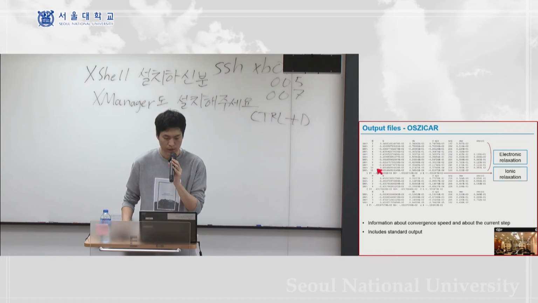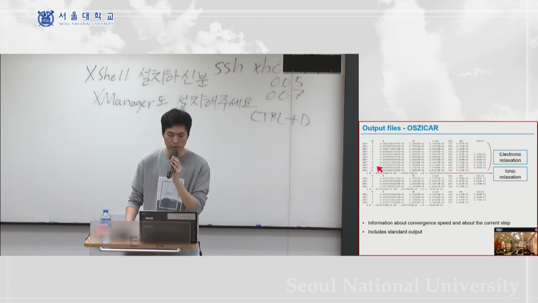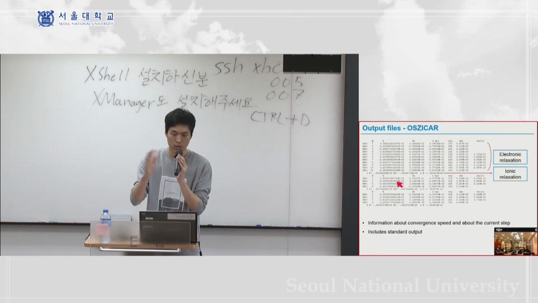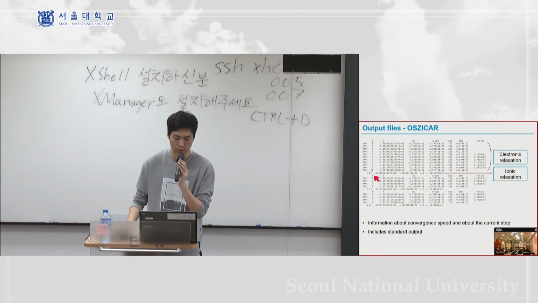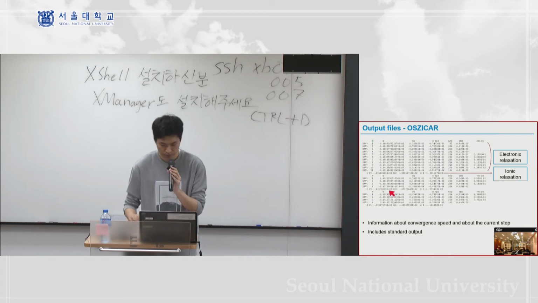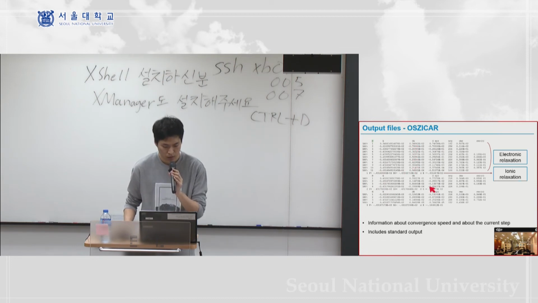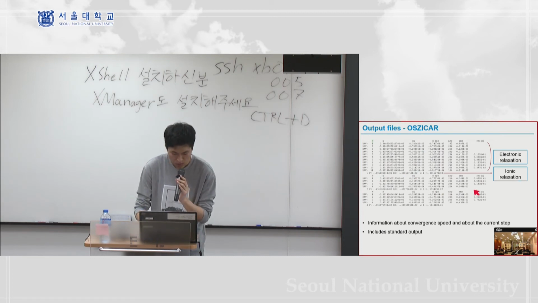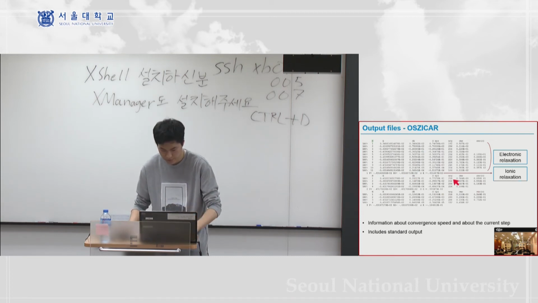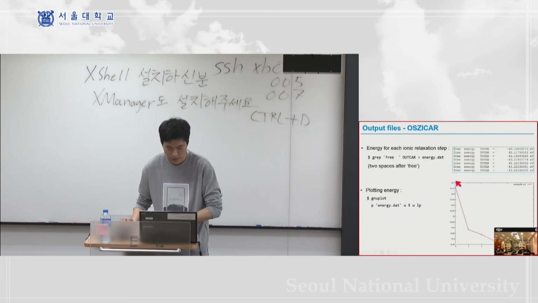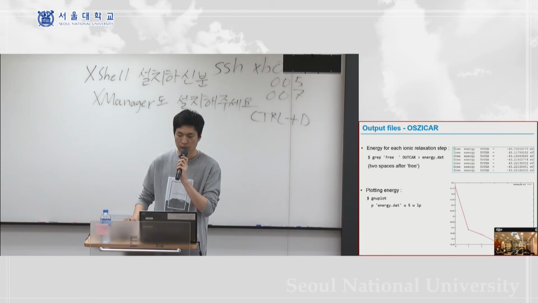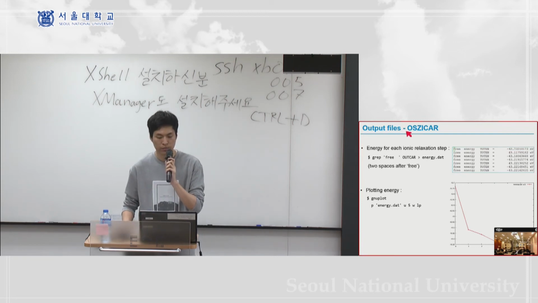Since we have already calculated charge density and wave function at the first ionic relaxation, the second and third electronic relaxations just need small changes, and it took much fewer steps. So here we can see its energy changes and other informations. So we can get the energy information from the OUTCAR file.